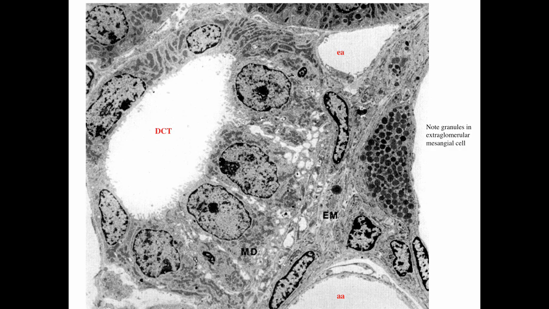Here is a low-power electron micrograph of the distal convoluted tubule. Note the flat nature of the cells here, but the more cuboidal to columnar shape of the cells in the macula densa. Here is a profile of the afferent and the efferent arteriole, and so it makes the point where the distal convoluted tubule inserts itself between the afferent and efferent arterioles. You see these cells that specialize into the macula densa.